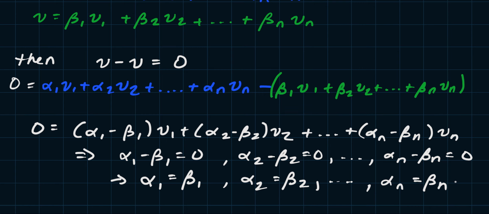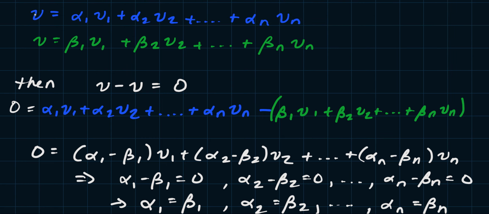So in fact, this is unique. v is equal to alpha 1 v1 all the way to alpha n vn is the same thing as this, because alpha 1 is equal to beta 1 and so on.